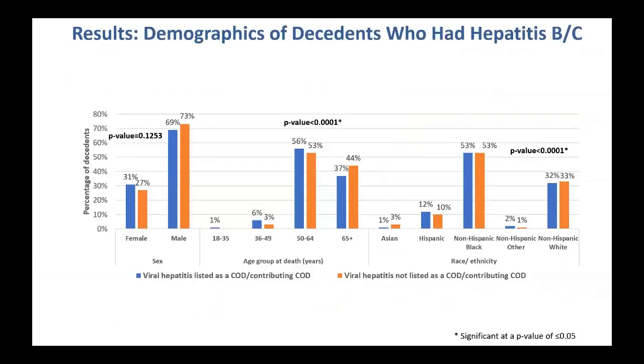Next, I'll go through the demographics of the decedents based on the presence of viral hepatitis as a cause of death. In this slide and in my next, the blue bar represents viral hepatitis being listed as a cause of death, and the orange bar represents not having viral hepatitis listed as a cause of death, since these decedents had the proxy listed. We saw that the younger age group were more likely to have viral hepatitis listed as a cause of death versus the older age group, which was statistically significant. Next slide.